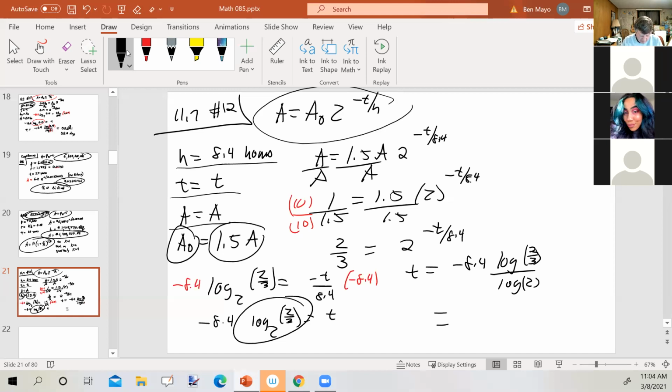Okay, so negative 8.4 log of 2/3, close that up, divided by log of 2, close that up, and I get 4.91, rounding to the nearest tenth, 4.9 hours. Okay. And now we're going to look at problem number 14. Are we good to go on?